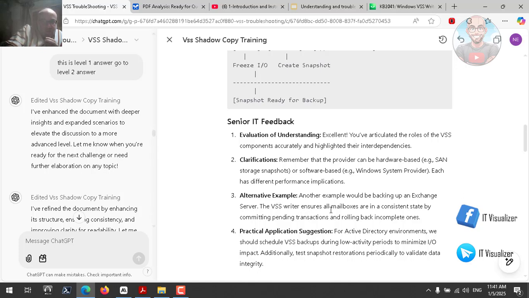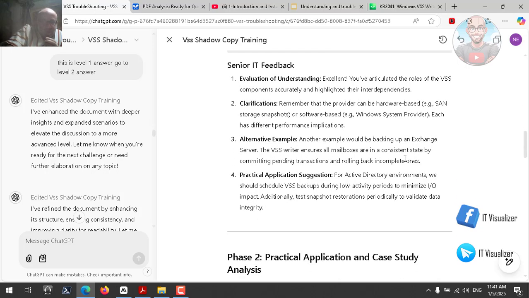The VSS writer ensures all mailboxes are in a consistent state by committing pending transactions and rolling back incomplete ones. Again, this is a good example. Make sure that we don't have any transactions pending to be written to the hard disk from the mailboxes, and after that we can freeze writing to the hard disk by the mailboxes, and then we can take a backup of the mailboxes. Okay, practical application suggestion: for Active Directory environments, we should schedule VSS backups during low activity periods.